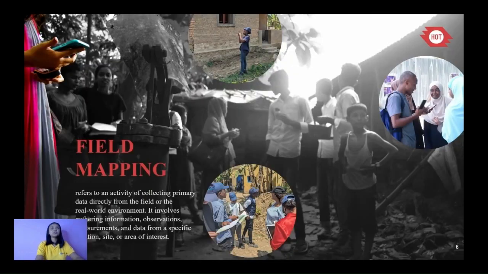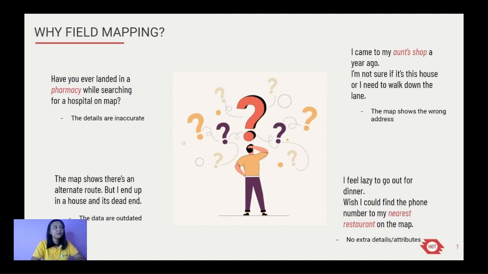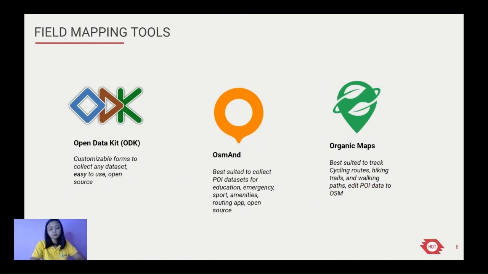And field mapping is basically going out into the field and collecting that information. It could be of a feature, maybe of an individual, households, or any sort of conditions that actually exist in the real world. So why field mapping? As I said, there are lots of data gaps, so we want to fill in those gaps, and the more attributes a data has, the more comprehensive and valid its usefulness will be.